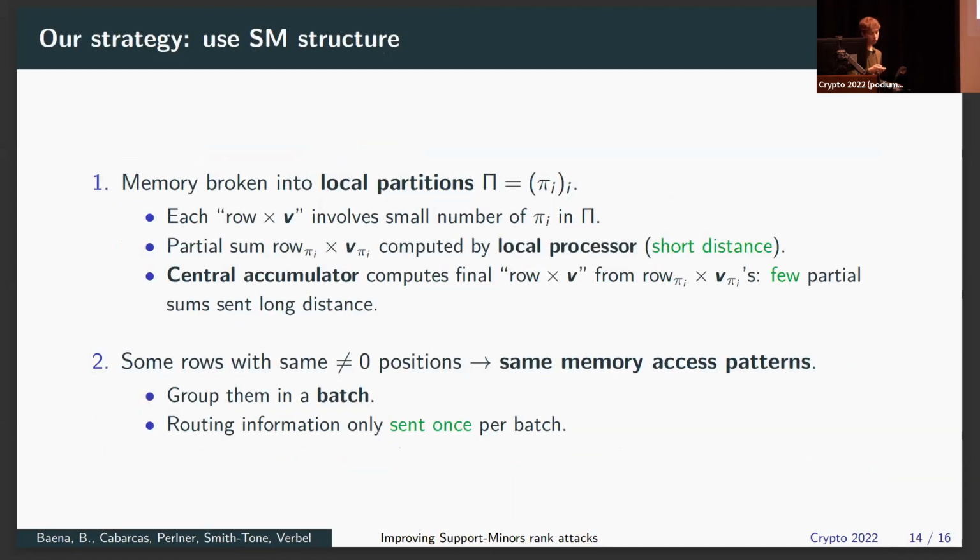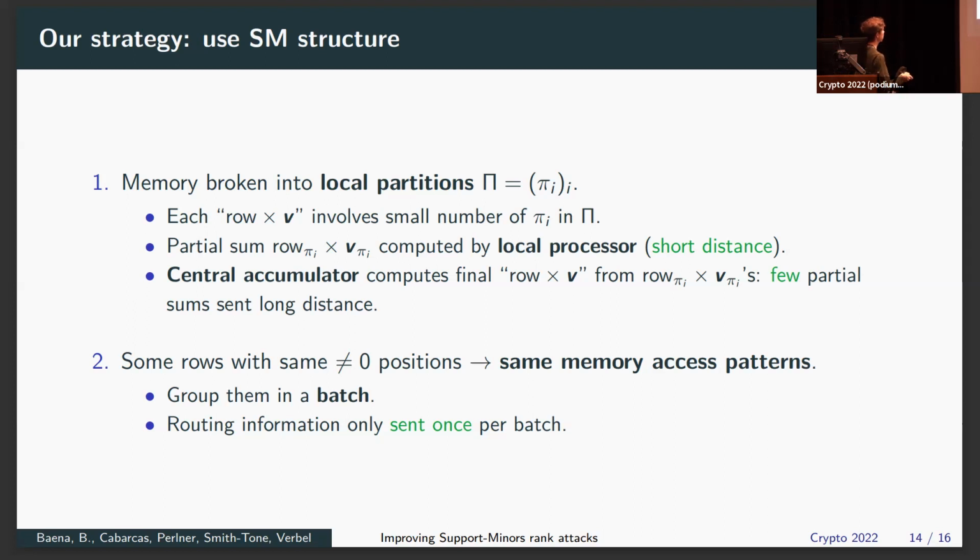So the very high-level overview of our approach is to try to cut this main memory into small pieces, so we have a partition like this. Instead of having a central processor which computes this row times V product, now we have a local processor which computes what I call a partial sum, row pi_i times V pi_i. From these partial sums, the only remaining part is to gather them by a central accumulator, which will sum them to obtain our final product. So why is it advantageous?